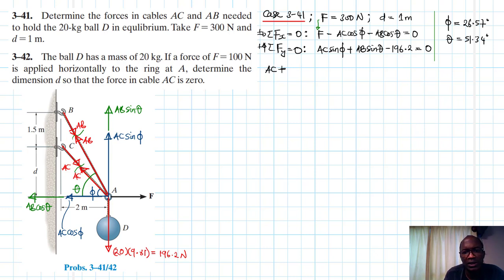So we'll say AC is just going to be equal to F, which is 300, minus AB cos theta, and theta is equal to 51.34. Then everything divided by cos phi, which is 26.57, right? So AC goes the other side. There are 300 minus AB cos theta divided by cos phi. And replacing this, we replace this here. Okay. If we did so, then we are going to have the following.